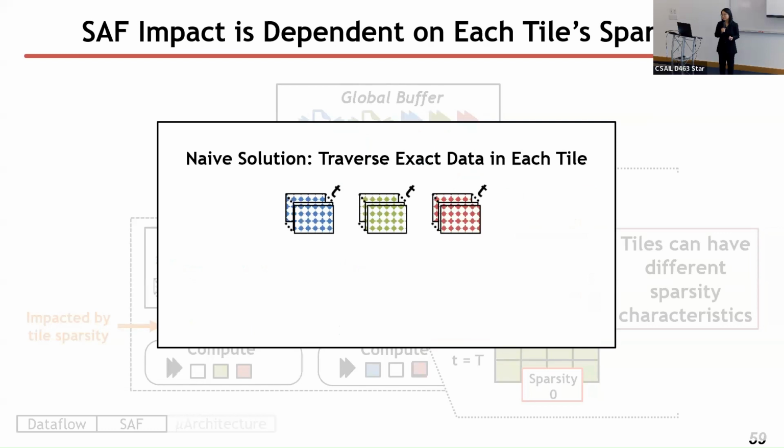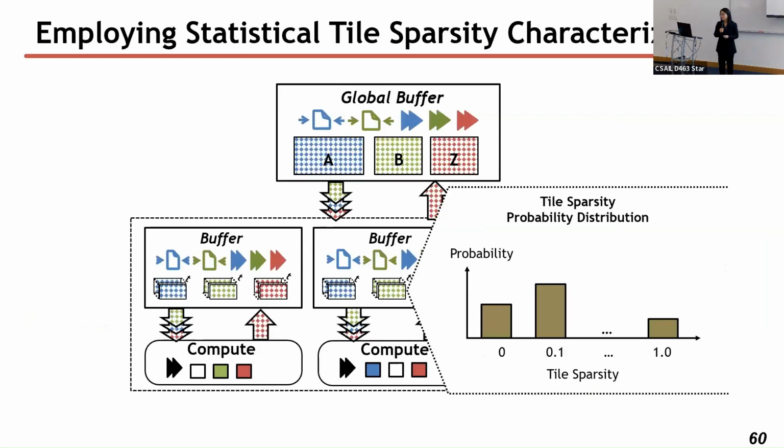Of course, the most naive solution to do this is, let's just traverse the exact data in all of the tiles that we're going to process, and let's analyze the per tile impact and aggregate it to a global impact. However, because our workloads are often very large with many large tensors, doing this can lead to very slow modeling speed, and that's, again, very undesirable for us. So Sparseloop comes up with a solution which employs statistical tile sparsity characterizations to solve the problem.